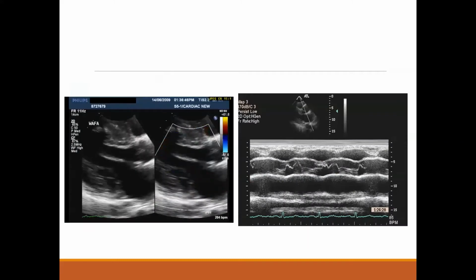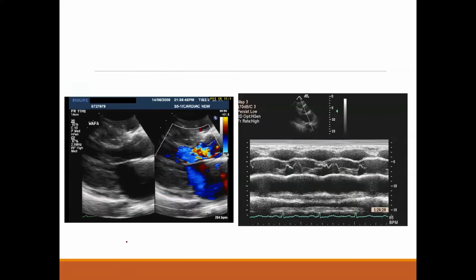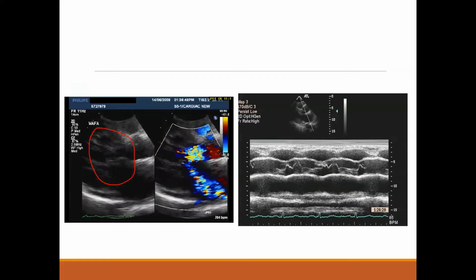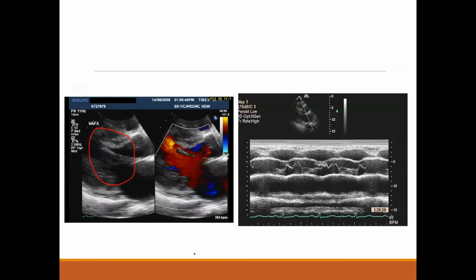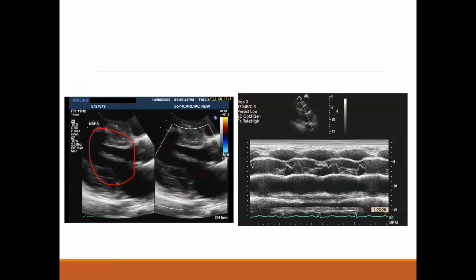Okay. Now, what do you see here? SAM. Yes, now this is SAM. Unfortunately I cannot stop and scroll, but try to observe in this part. When there is contraction, the valve closes and it moves to the septum. It hits the septum. Look at it again. Do you see it? Yes, okay. So this is SAM.